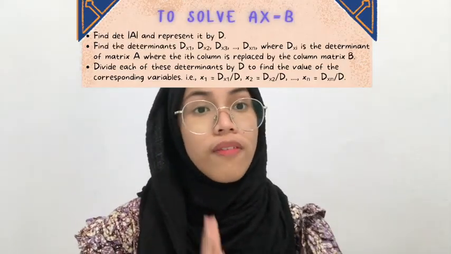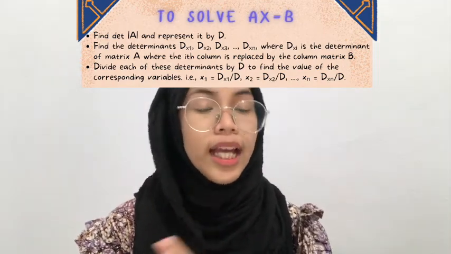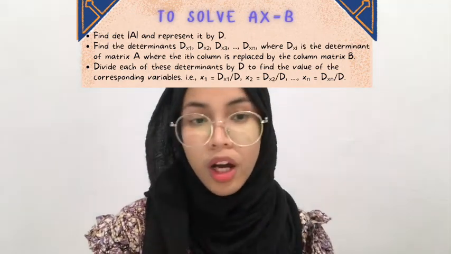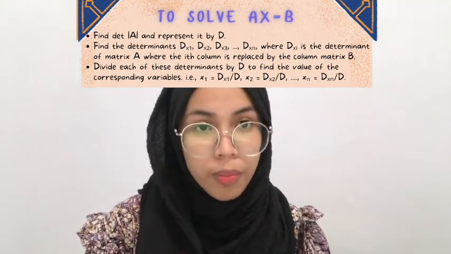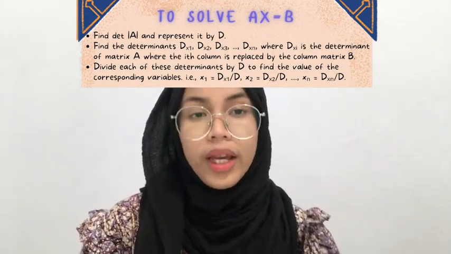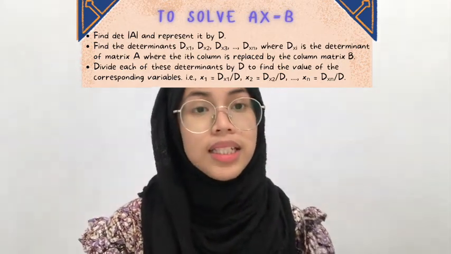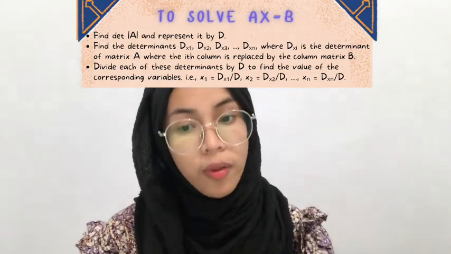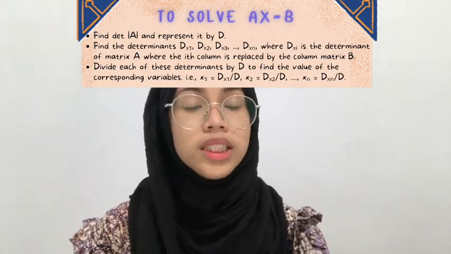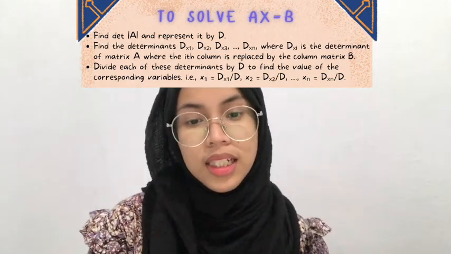To solve the system AX equals B, first we need to find the determinant of A, represented by D. Then we need to find the determinants Dx1, Dx2, Dx3, and so on, where Dxi is the determinant of matrix A where the ith column is replaced by the column matrix B. After that, we divide each of these determinants by D to find the value of the corresponding variables. x1 equals Dx1 divided by D, x2 equals Dx2 divided by D, and so on.